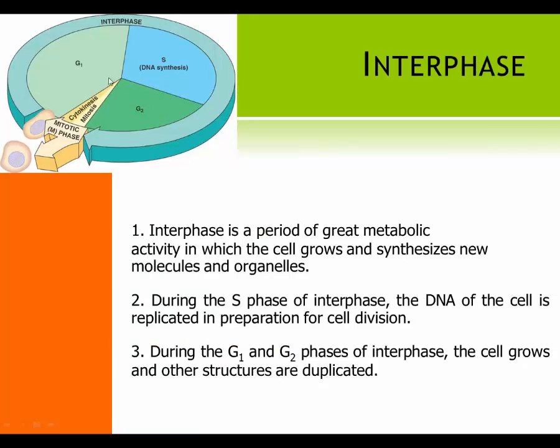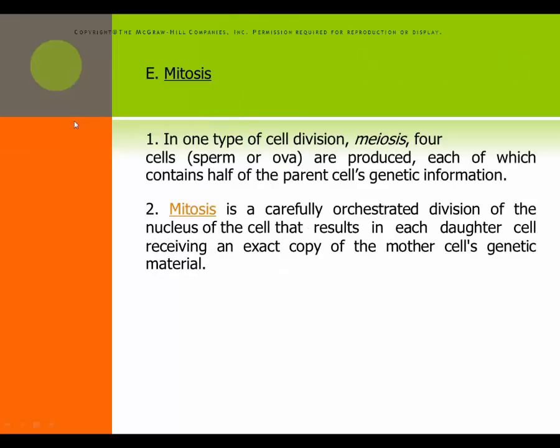Interphase is a period of great activity. If the cell is a pancreatic cell, it will be producing insulin or glucagon or digestive enzymes. The cells are very, very busy during interphase. In G1, the cell is getting larger, growing more organelles. In S phase, the DNA is being synthesized or replicated, and in G2, the cell is getting ready to divide. Mitosis is the nuclear division, and cytokinesis is cytoplasmic division.